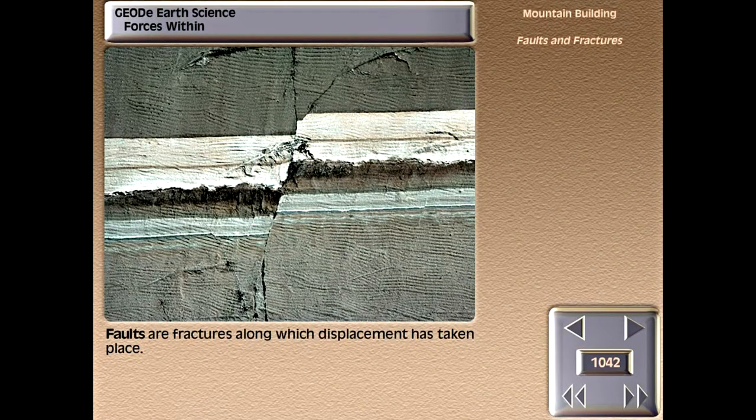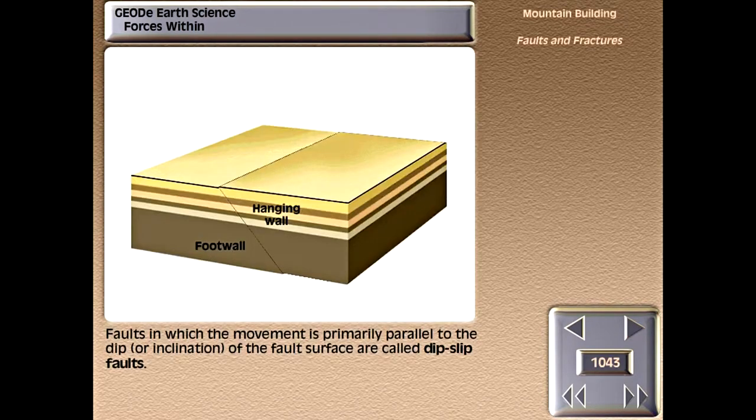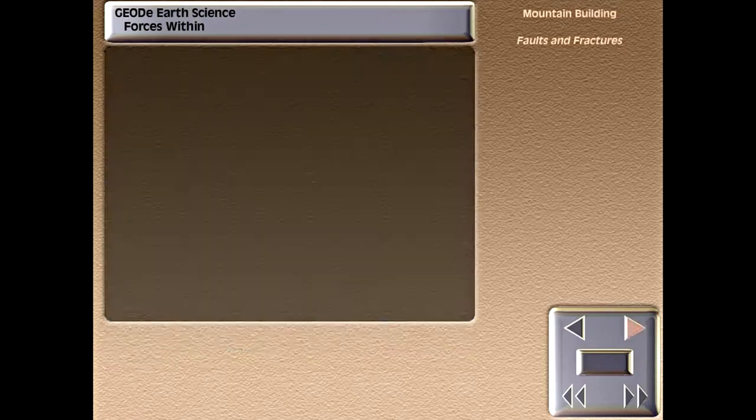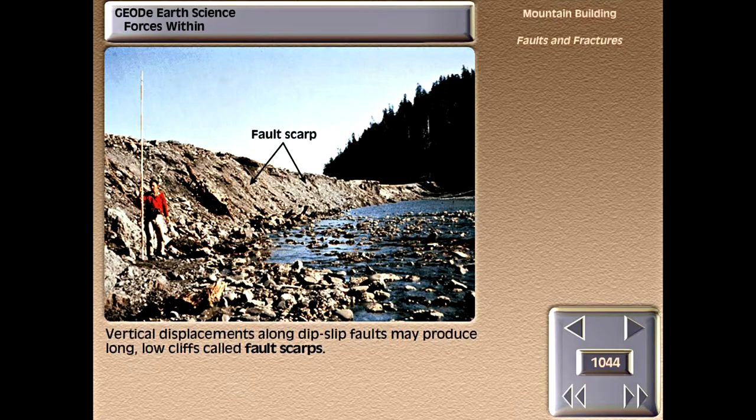Faults are fractures along which displacement has taken place. Faults in which the movement is primarily parallel to the dip or inclination of the fault surface are called dip-slip faults. Vertical displacements along dip-slip faults may produce long, low cliffs called fault scarps.